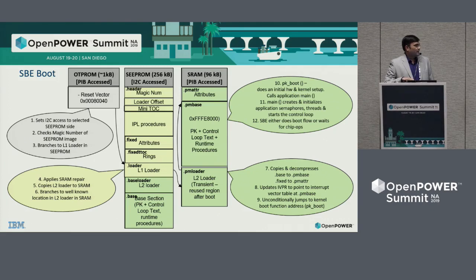So the L2 loader boots, copies this image, decompresses it on the fly, and copies it in the RAM, and then just vectors to that address and starts. So that's where the kernel starts booting. And once the kernel boots and initializes the rest of the hardware data structures, that's where the application gets control, and the SBE is ready for the control loop business, accepting chip ops over the FIFO or the PSU.